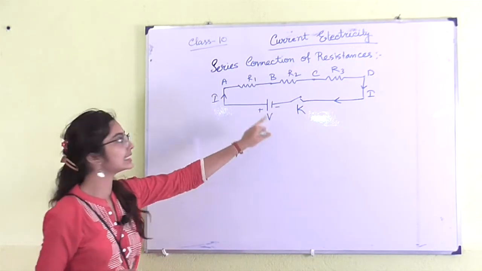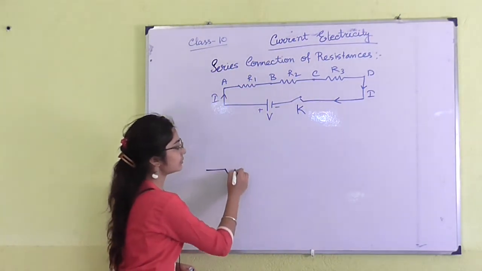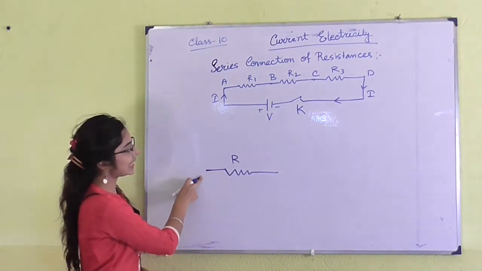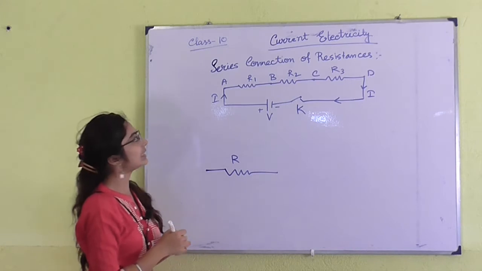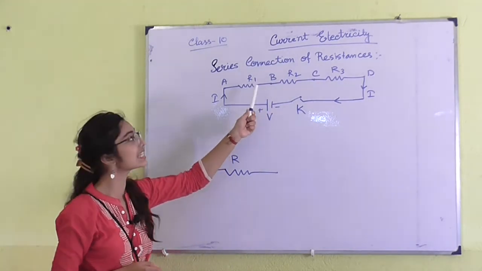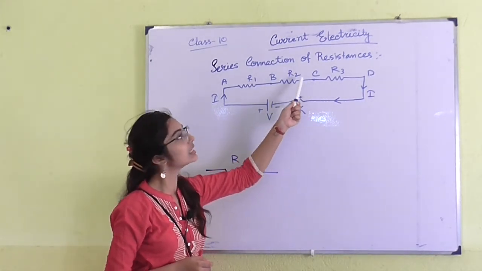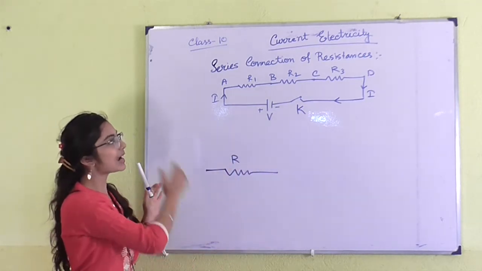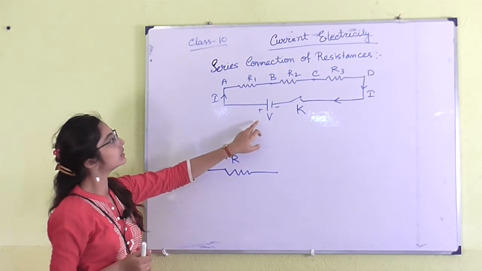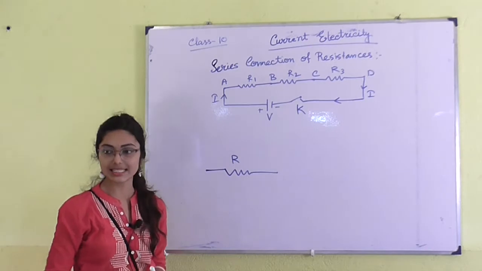Suppose there are three resistances R1, R2 and R3. This is the symbol of resistance, R, with a head point and a tail point. The tail point of one resistance is connected with the head point of another resistance, and the tail point of the second resistance is connected with the head point of the third. So basically they are arranged one by one.